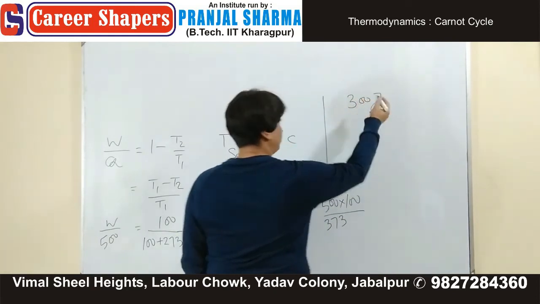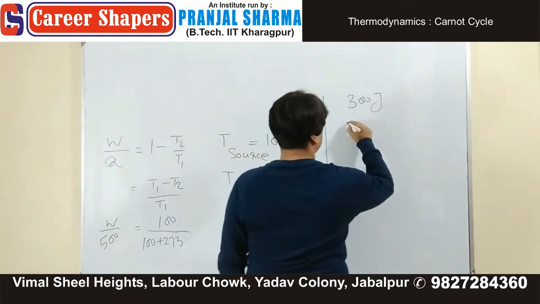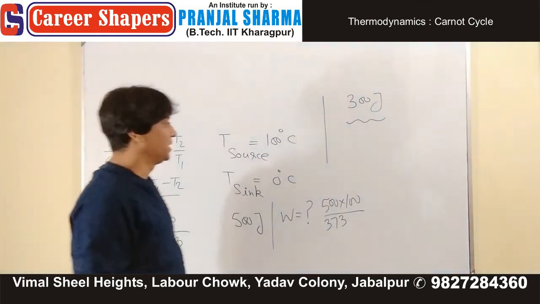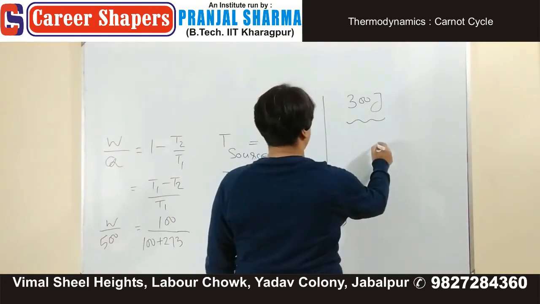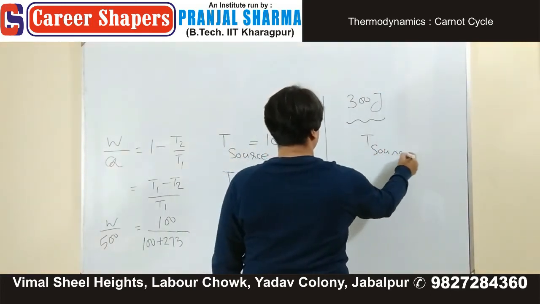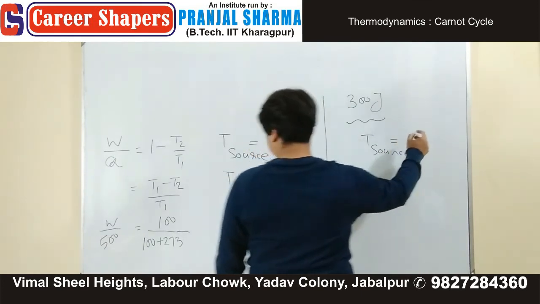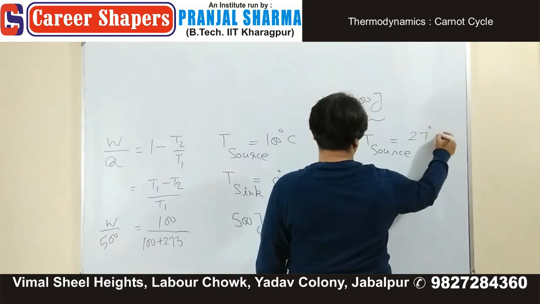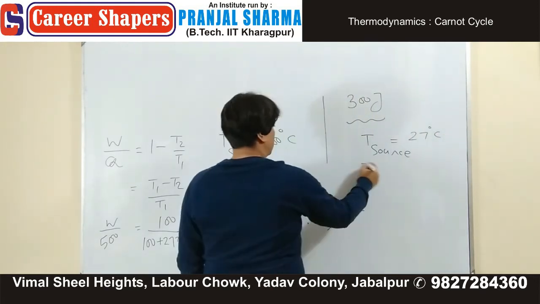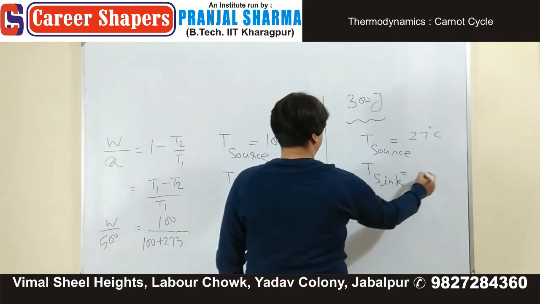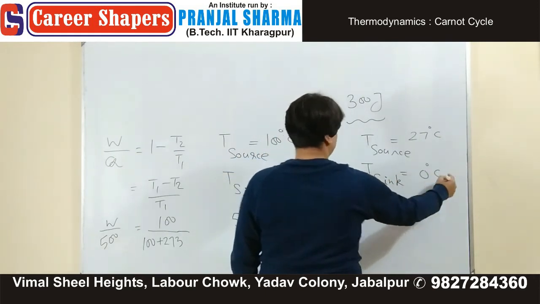300 joules of energy is supplied. Temperature of source is 27 degrees Celsius and temperature of sink is 0.